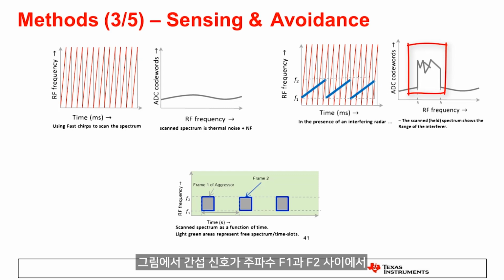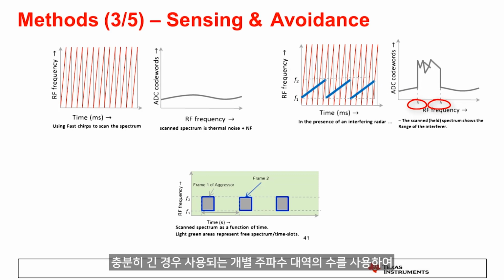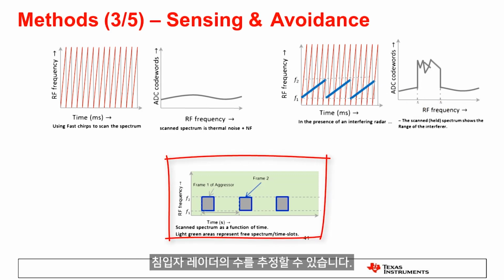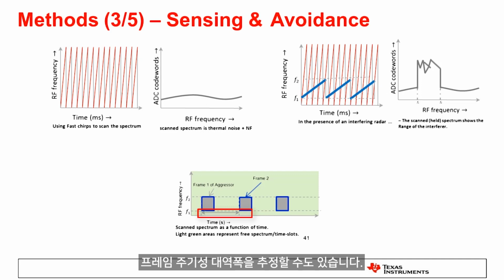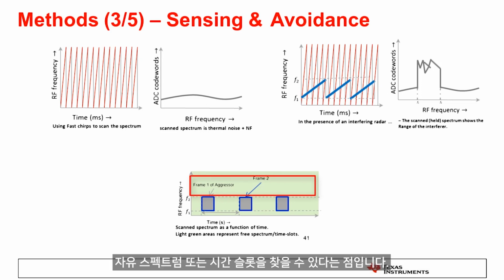In the figure, note that the interferer is chirping between frequencies F1 and F2, and hence the ADC output shows energies between F1 and F2. If the period of scanning is long enough to cover multiple frames, we can estimate the number of aggressor radars using the number of discrete bands of frequencies that are used. We can also estimate frame periodicity, bandwidth occupied by chirps, etc. Most importantly, we can find free spectra or time slots where interference-free transmission is possible.